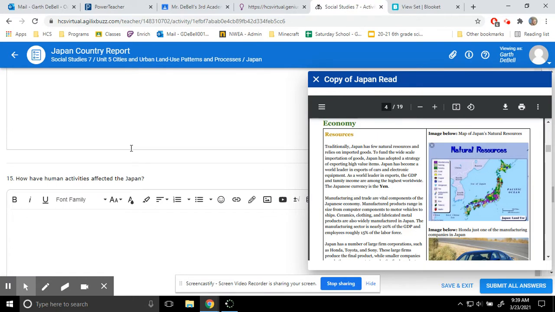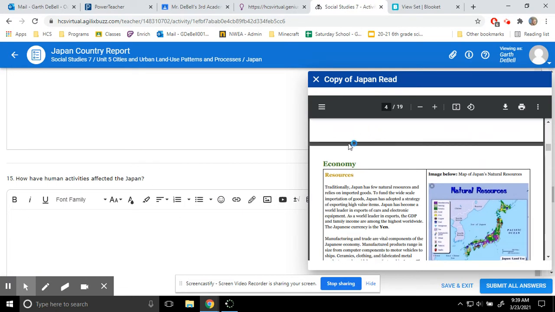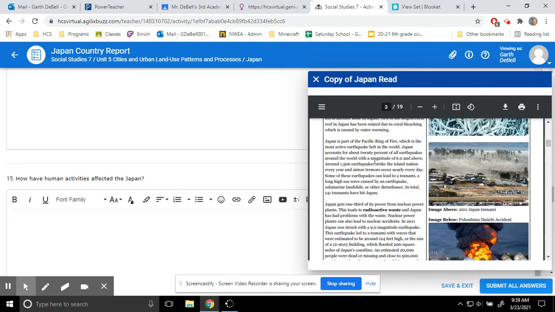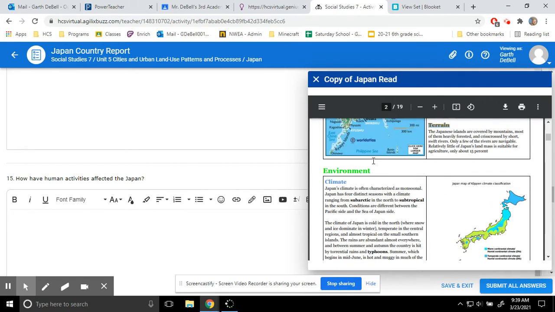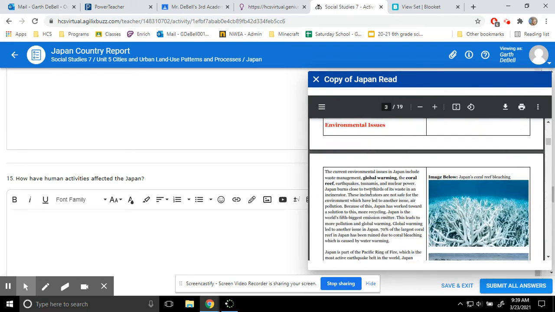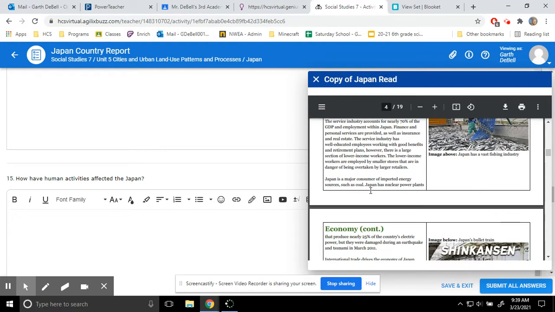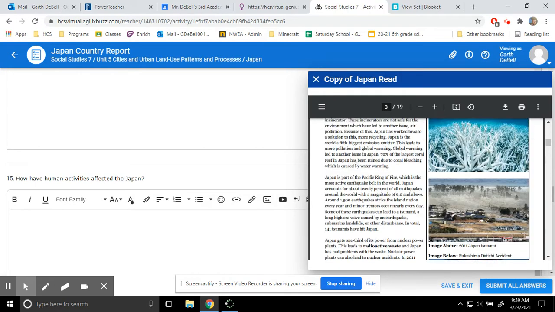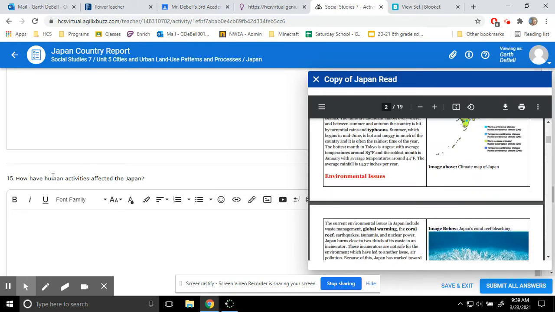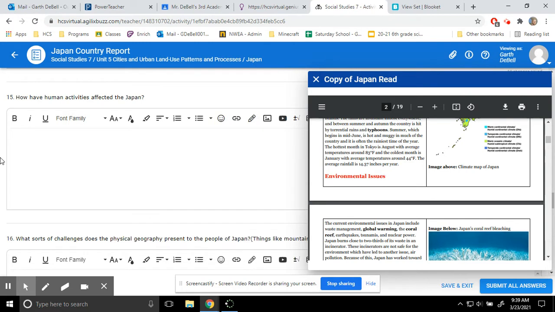How have human activities affected Japan? This is going to be in the same section you just read, right? So you want to look at environmental issues, terrain, agriculture, natural resources. These are going to be the ones that give you the answer. Probably the easiest one, though, is going to be the environmental issues, as far as what activities have affected Japan.